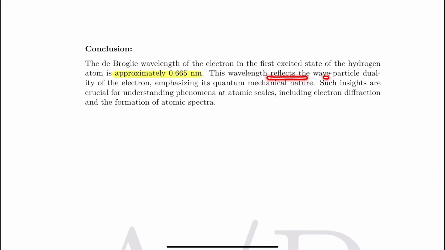This wavelength reflects the wave-particle duality of the electron, emphasizing the quantum mechanical nature. Such insights are crucial for understanding phenomena at the atomic scale, including electron diffraction and the formation of atomic spectra. And this whole atomic spectra leads to the diverse field of study known as spectroscopy, about which you will read in the next part, that is molecular physics.